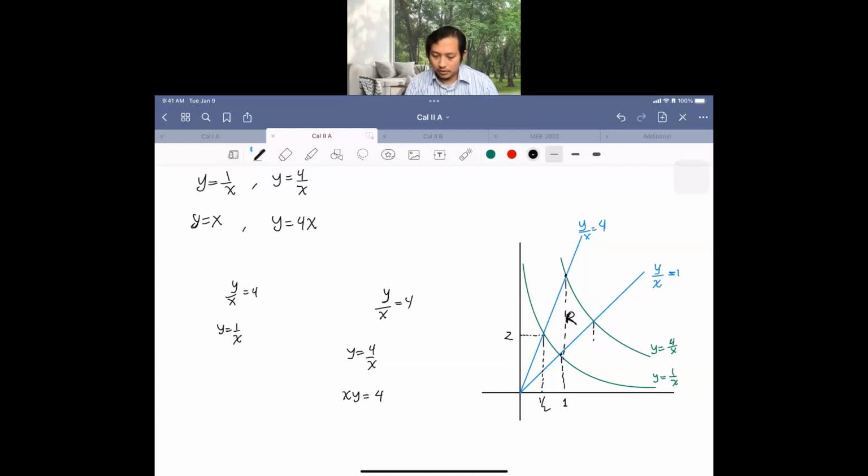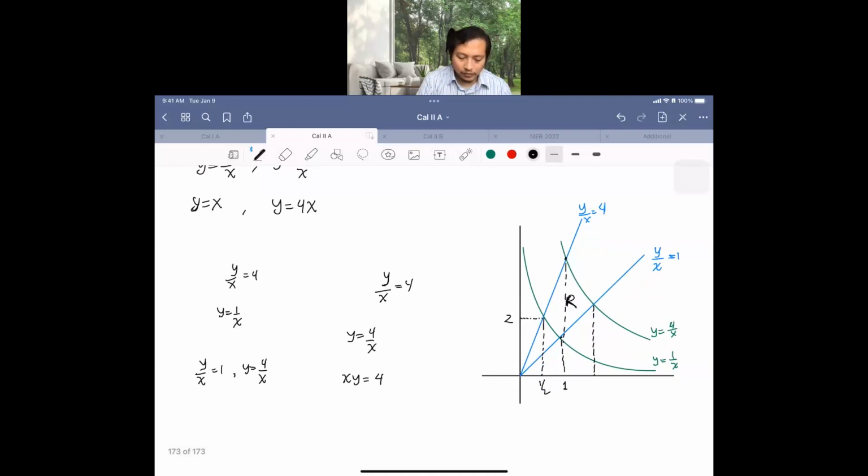And then this one, y over x equal 1 and y equal 4 over x. So 4 over x squared equal 1, so x squared equal 4, so it should be 2. I think we get all the systems here. So when x equal 2, y should also be equal 2. Yeah, my drawing is a bit wrong. Okay, anyway.